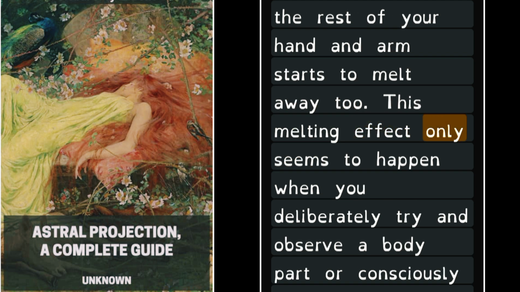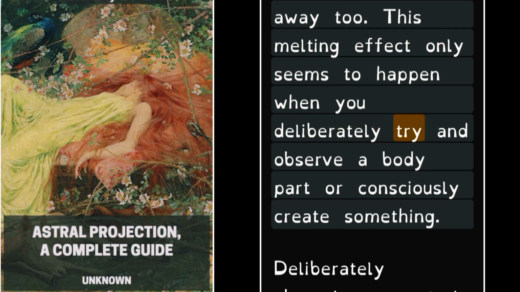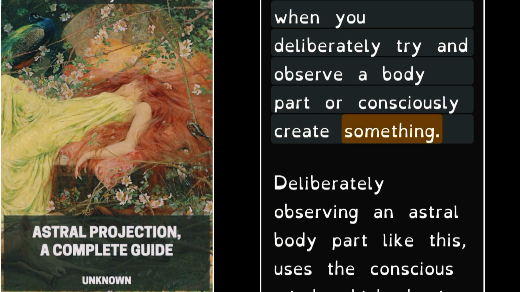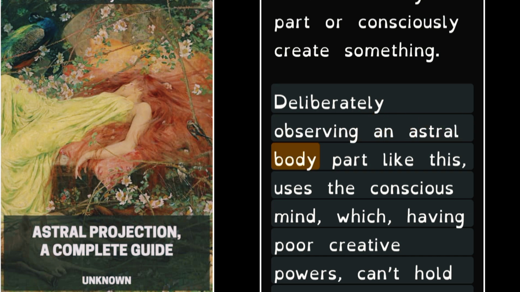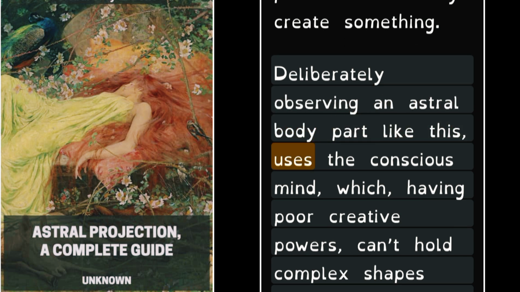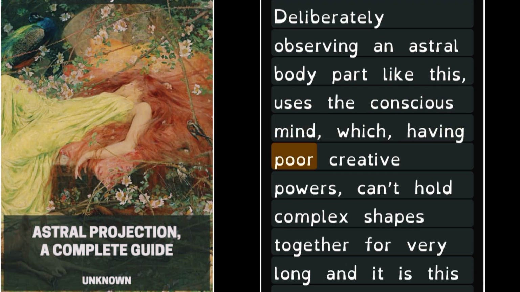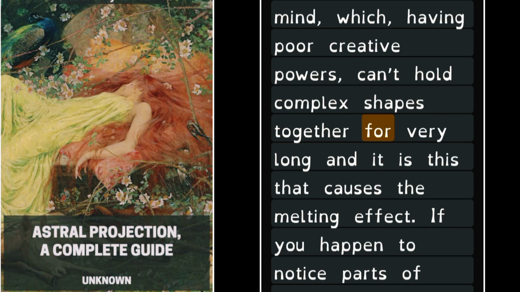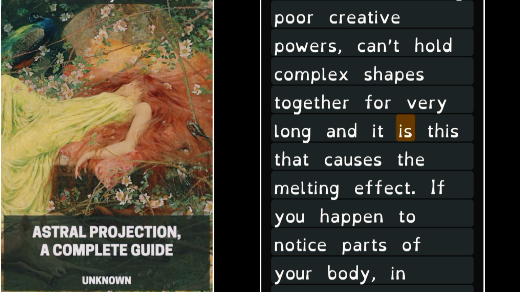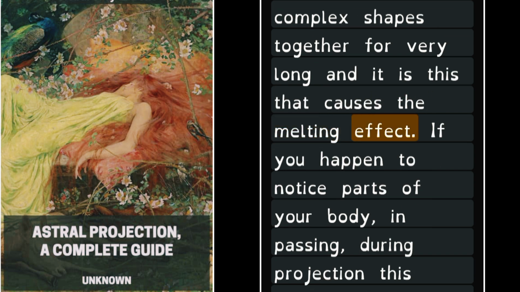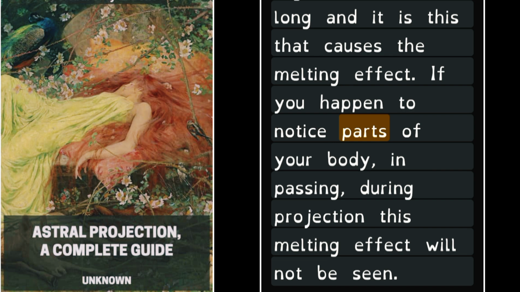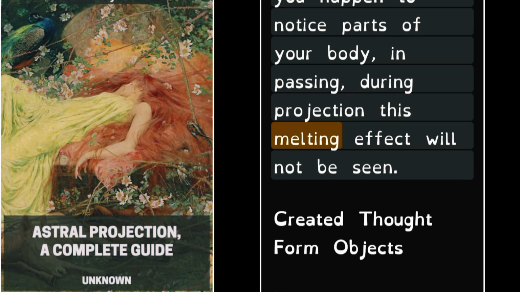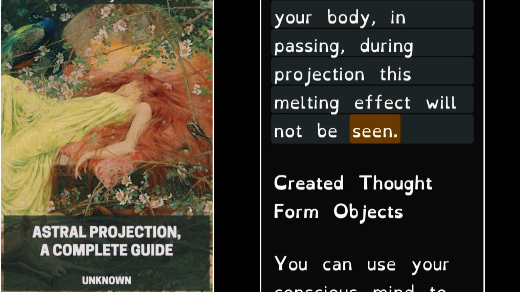Then the rest of your hand and arm starts to melt away too. This melting effect only seems to happen when you deliberately try and observe a body part or consciously create something. Deliberately observing an astral body part like this uses the conscious mind, which, having poor creative powers, can't hold complex shapes together for very long. And it is this that causes the melting effect. If you happen to notice parts of your body in passing during projection, this melting effect will not be seen.